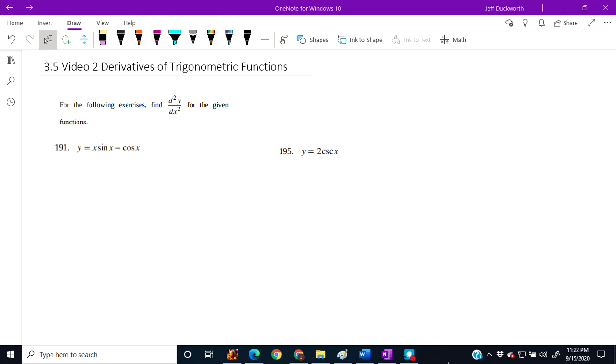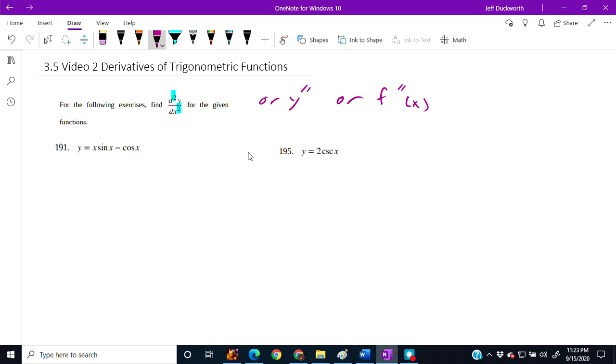I'm going to do a couple more examples of the derivatives of the trig functions. These questions are actually asking for the second derivative, and the notation for the second derivative has this superscript 2 there. Another way to look at it would be y double prime or f double prime of x. These are all different ways to express the second derivative.